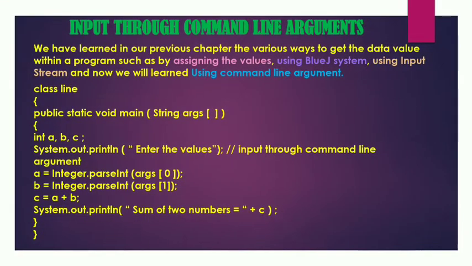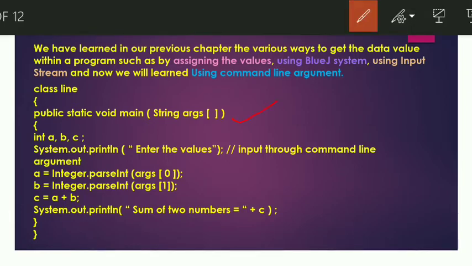Now you see the class name is line, and then we have started a main function, public static void main String. We have declared three variables of integer data type a, b, c, and we have asked the user to enter the values through a message, System.out.println enter the values. Now when the user enters the value, it has to be stored in a variable.